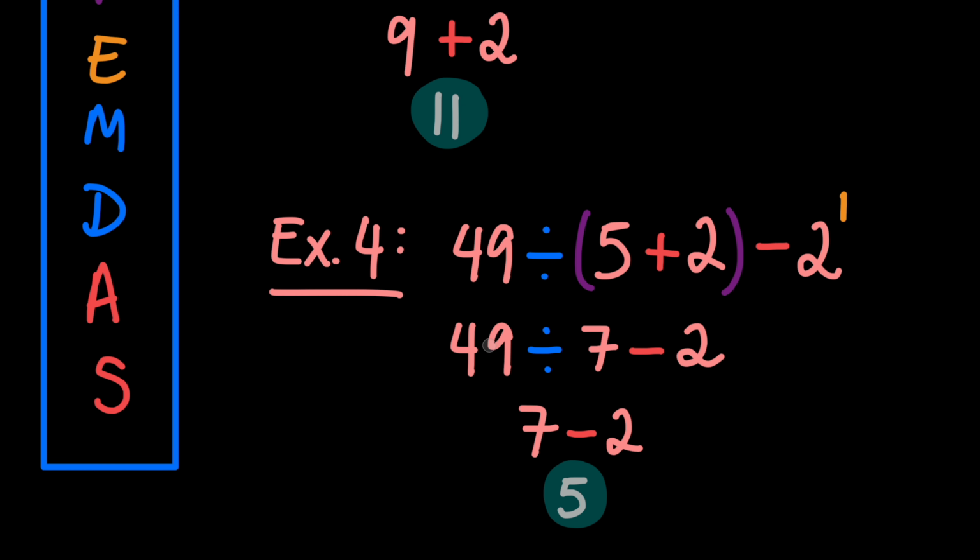So starting from left to right, 49 divided by 7 minus 2. So multiplication and division are before addition and subtraction. So that's how we get 49 divided by 7 is 7 minus 2. So there's no other operation, so we get 5, because 7 minus 2 is 5.